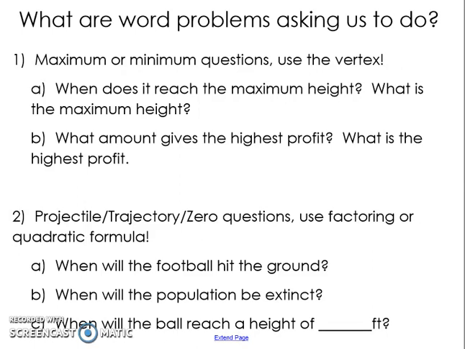The second type of problem that we see are the projectile, trajectory, and zero type of questions. In those cases where you don't see the keyword of maximum or minimum, you're going to use factoring or the quadratic formula. Questions like that will include, when will the football hit the ground? When will the population be extinct? When will the ball reach a height of a certain amount of feet?